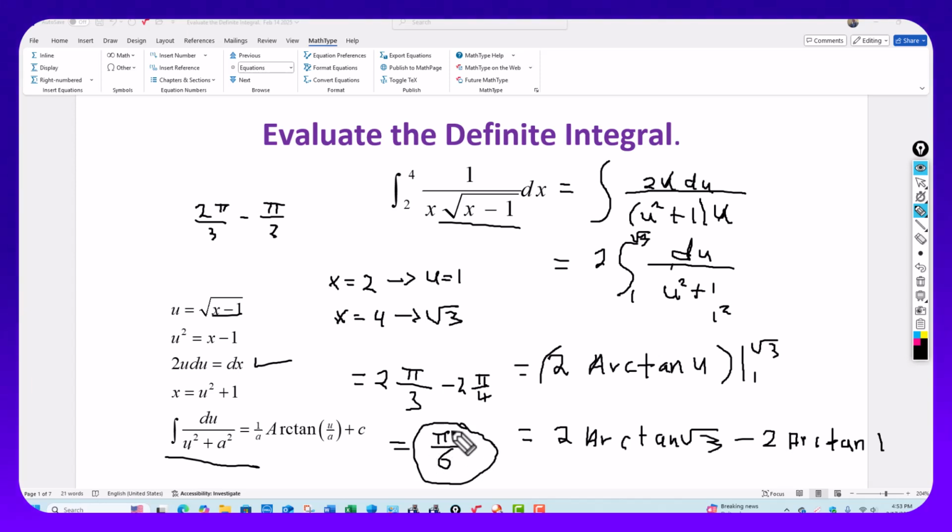And that's the solution to that one. Again, you're going to write radians here. It's 30 degrees in degrees.